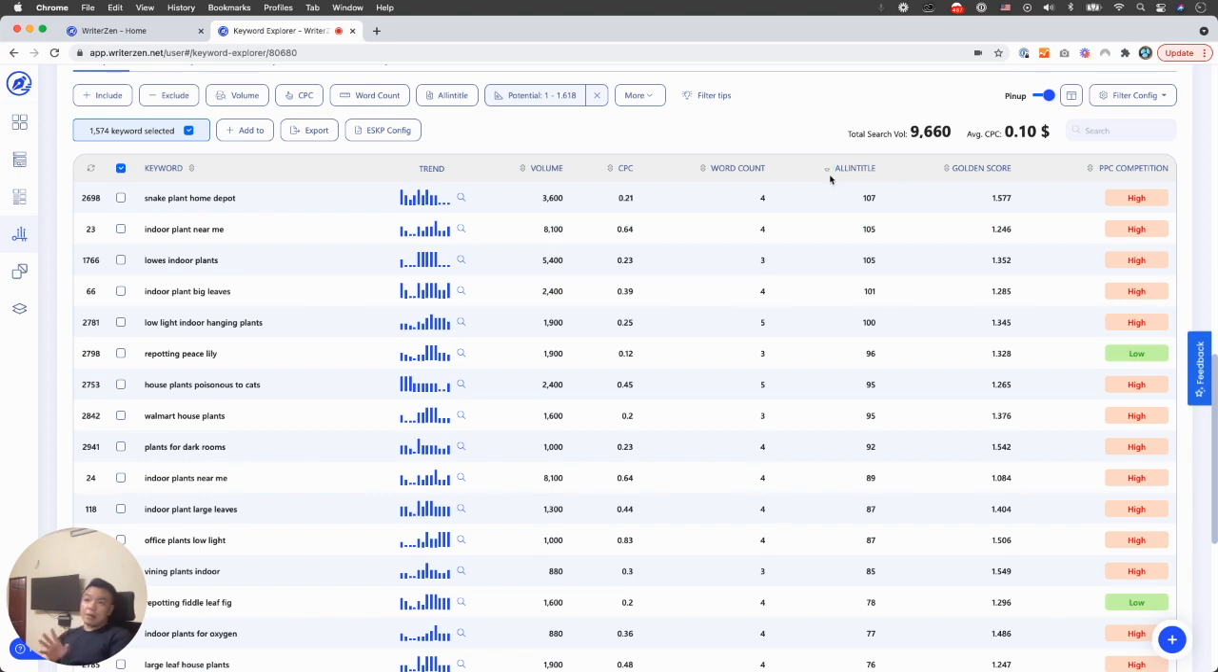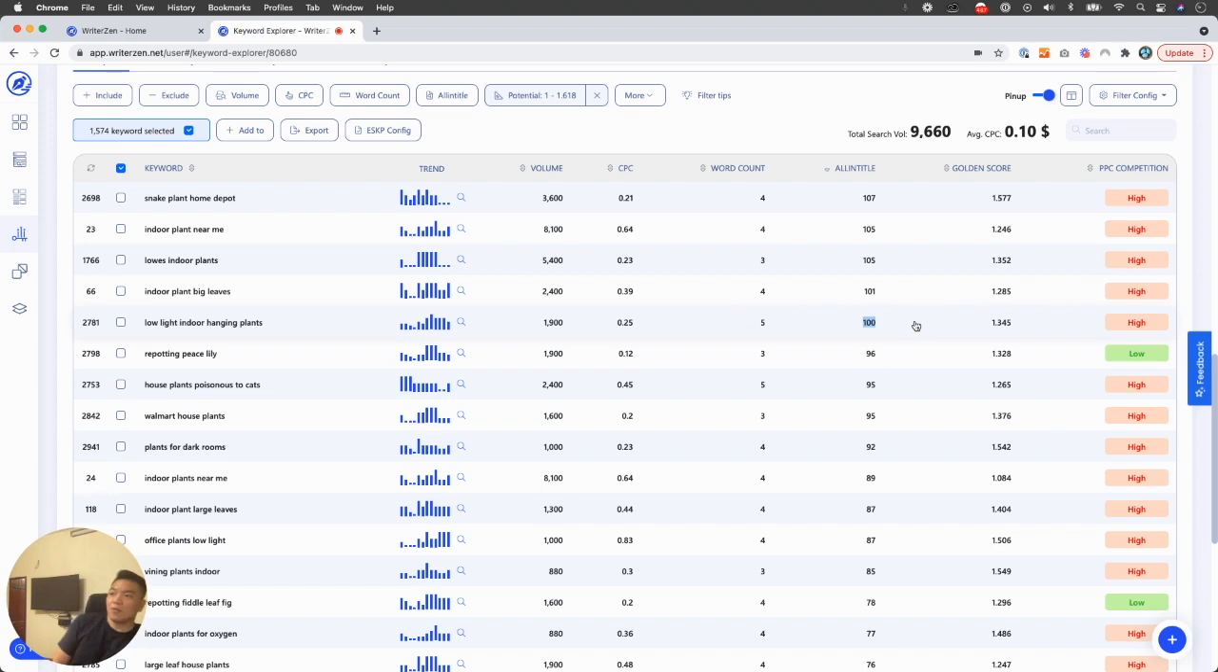So if I sort by own title, there will be some keywords that have own title 100 over here, right? Low light indoor hanging plants. That's a pretty good keyword. Search volume 1,900, but own title 100. We still have a golden score within the zone, which is 1.345, right? So now you can't really get own title filter this way yet.